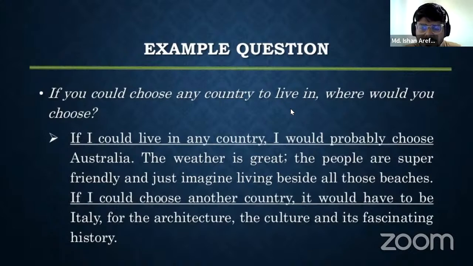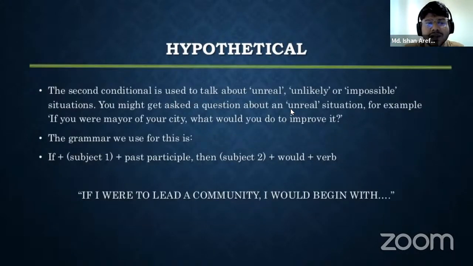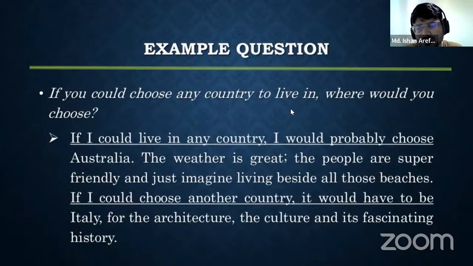These are the explanatory questions. And when we start answering our question, we also follow that rule: if plus subject plus past participle, then subject plus would plus verb. So that's how we start answering the questions of IELTS speaking test part 3 if the question is a hypothetical one. So if you could choose any country to live in, where would you choose?